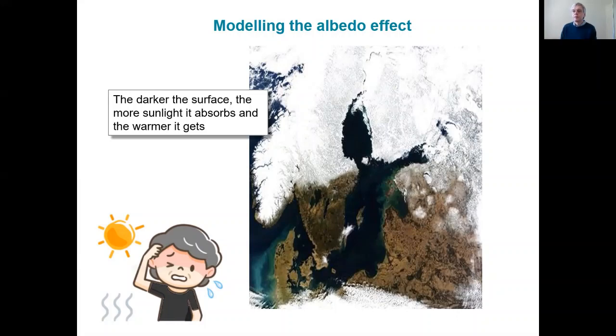So this simple statement, the darker the surface, the more sunlight it absorbs, the warmer it gets, is a kind of model. It's depicting a relationship. It's a simplification of all the different aspects of what's going on with the physics of when radiation is absorbed and converted to heat. But nevertheless, it captures the essence of what the albedo effect is.